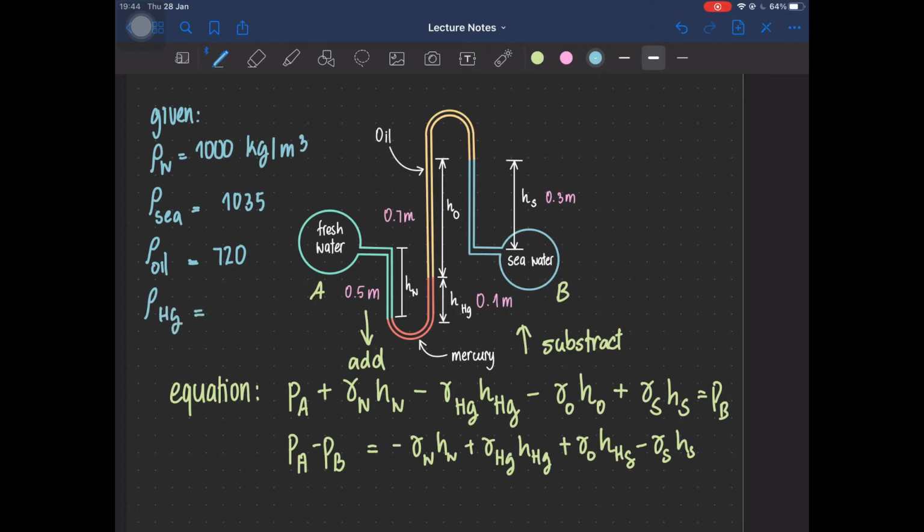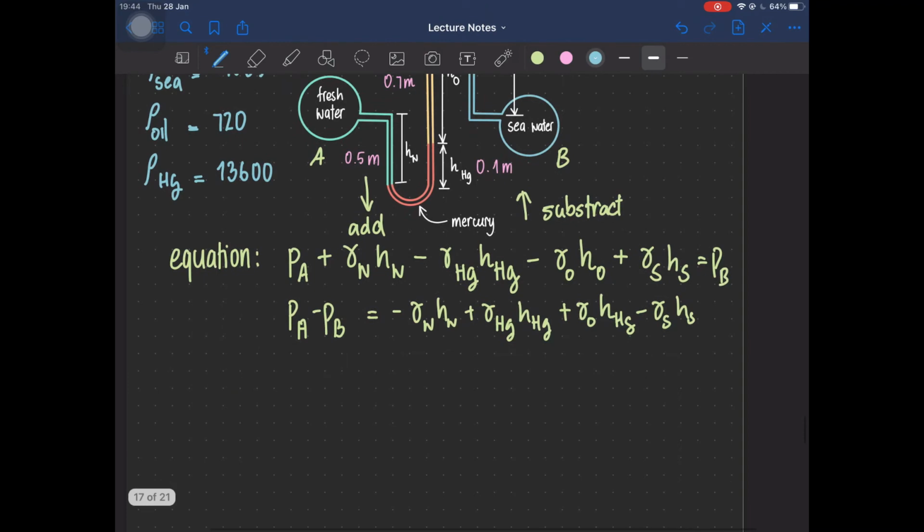So make sure you always remember the units of each component. Okay, so it's time for us to substitute all the numbers inside the variables. I wrote it as delta P. The reason is that it's the difference between pressure of the two points, A and B. So we substitute all the numbers inside the brackets.